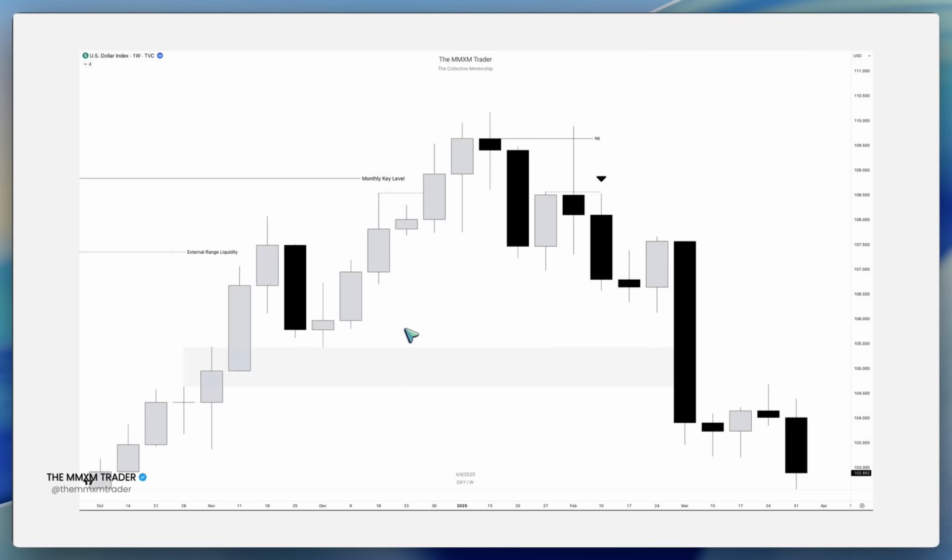Now, I want you guys to take note of something here. All examples I'm going to be sharing here are within the same drop here on DXY. That is really important. So we're working off of monthly C3 here, with this being the weekly, the monthly sequence with the weekly getting taken out.